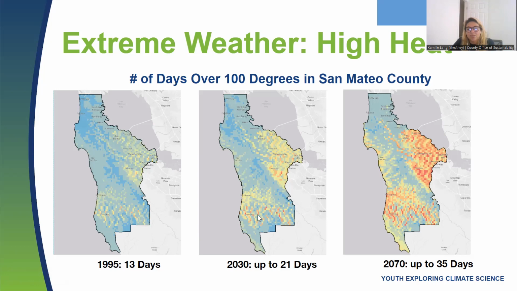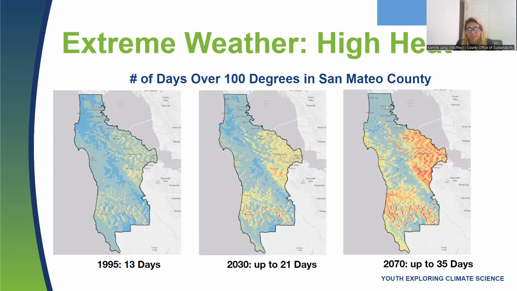And you can see that there's more high heat days happening in this area. And then a lot more people in the Redwood City, East Palo Alto area are going to be impacted as well. And then by 2070, we're expecting even more high heat days, up to 35. And you can see a significant amount of San Mateo County residents are going to be impacted, those reflected in the orange and red dots.